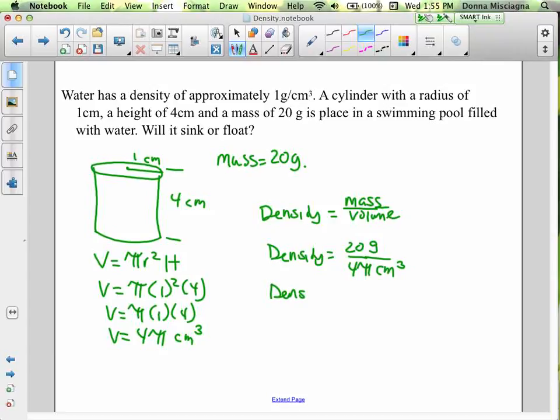Can you say that one more time? 1.59154. What follows the 9? 4. We'll end it right there. And so that would be grams per centimeter cubed. Have we finished answering the question?